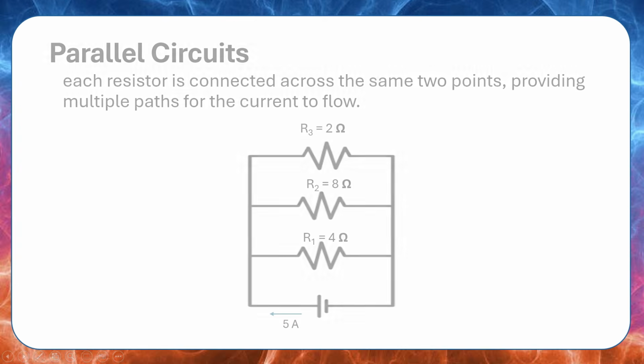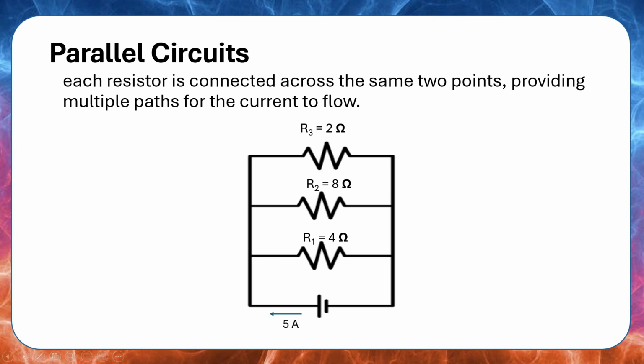Now, how about parallel circuits? Look at the shape of the parallel circuits. They are not in one path. They have their own path. So that is parallel circuits. Each resistor is connected across the same 2 points, providing multiple paths for the current to flow. So the current, this is 5A, can flow this way and that way, can flow this way and that way. So it has multiple paths to flow. Okay, that's what it means by parallel circuits.